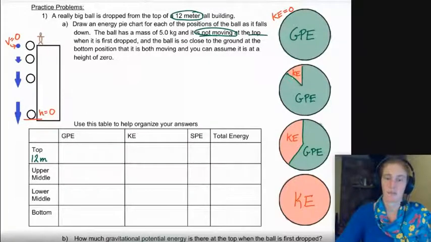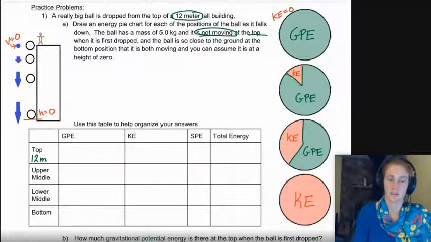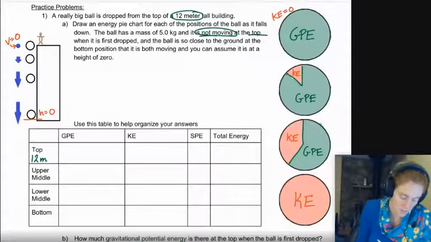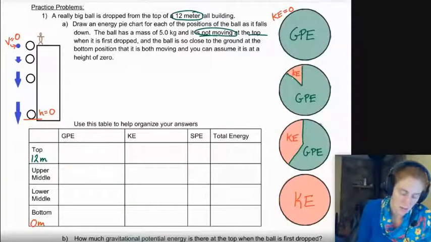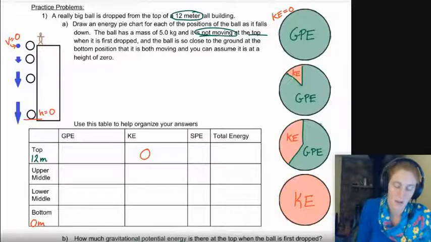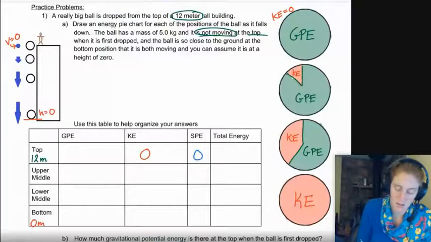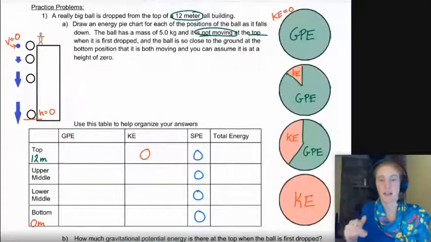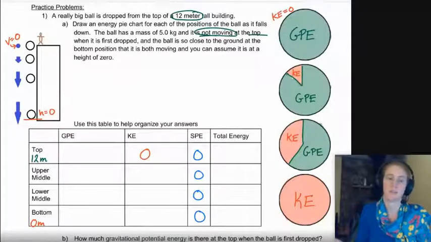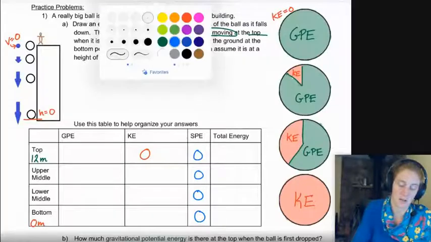So at this point, I'm going to plug in what I know into this table. So I know that the top is at 12 meters high. I know the bottom is at 0 meters. And so when my thing is at the top, I also know that my velocity was 0. So that means that my kinetic energy was 0 at the top. I also know that there are no springs in this at all. So I know my spring potential energy is 0 for all of these. And at the bottom, I know that my height is so small, I'm saying it's 0, which means my gravitational potential energy will be 0 at the bottom.